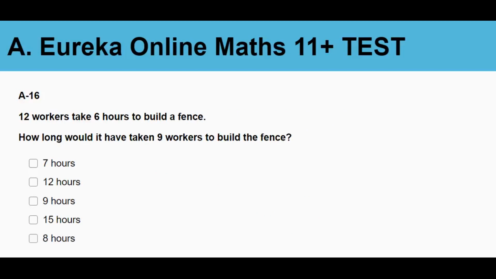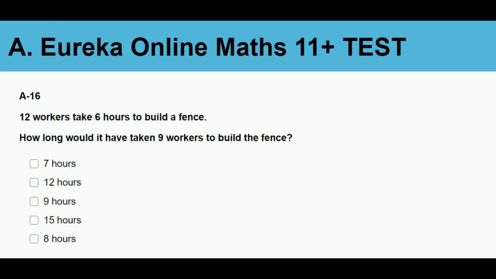12 workers take 6 hours to build a fence. How long would it have taken 9 workers to build a fence? We have 12 workers. They take 6 hours to build a fence. But now we have fewer workers, 9 workers. So how many hours to build the same fence? We have fewer workers, which means it takes longer.